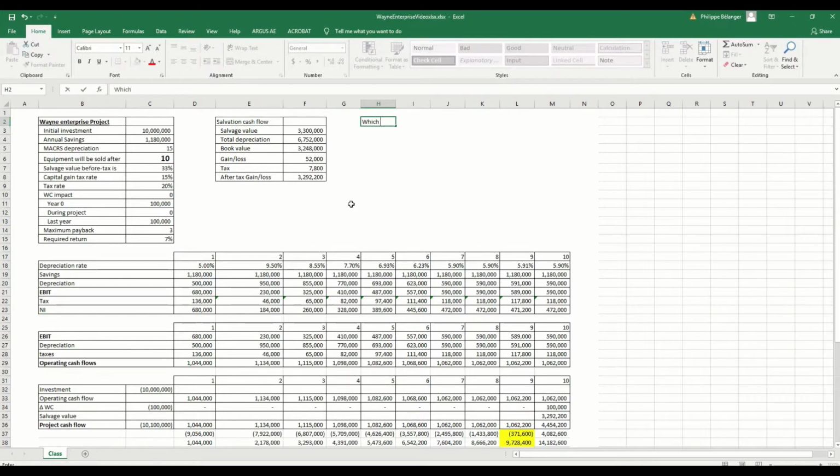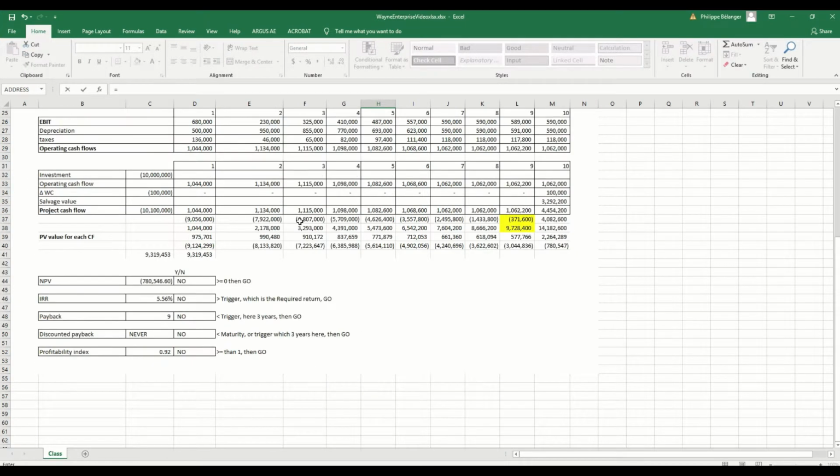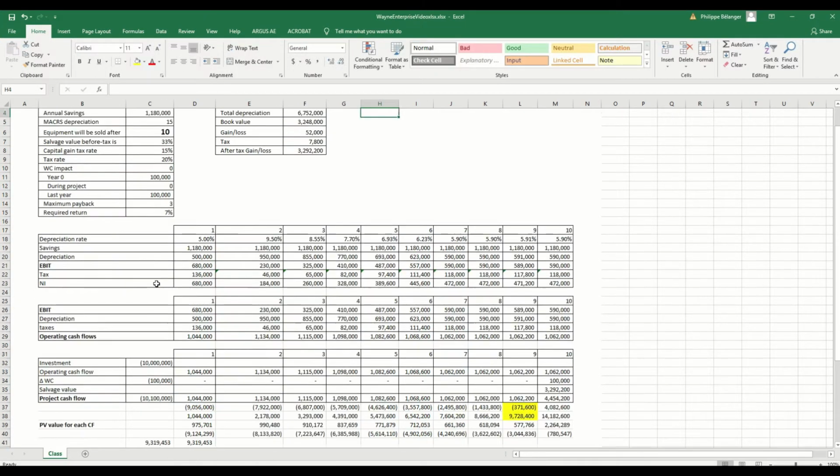But which saving will make it a good idea? Excel has a good thing for you. So what do you want to have? You want to have an NPV equal to 0.